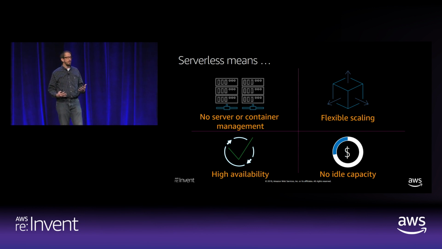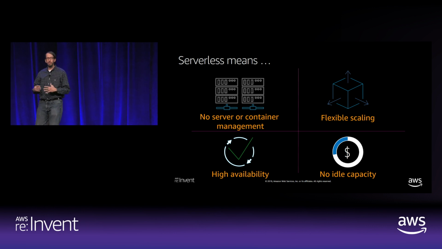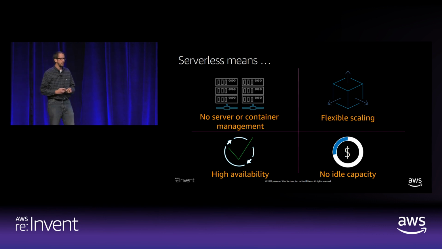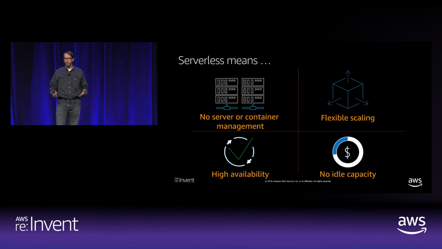Both of those environments, although great for a lot of workloads and use cases, have nuances, right? There's things specific to servers and to containers that you always have to manage, and you don't have to worry about those things in the serverless world. Serverless also means high availability. All of the services we're going to be talking about today in our patterns span the entire AWS region. They're regional services, so they automatically take advantage of all the availability zones inside each of those regions for high availability.